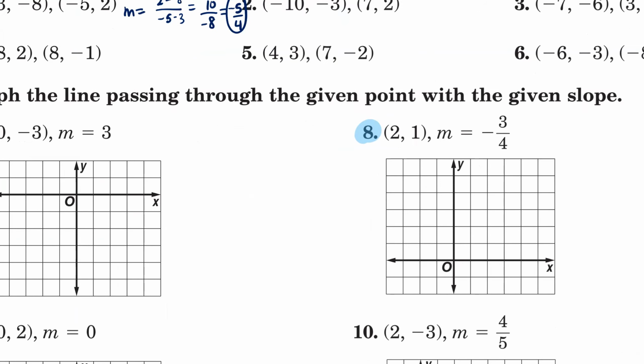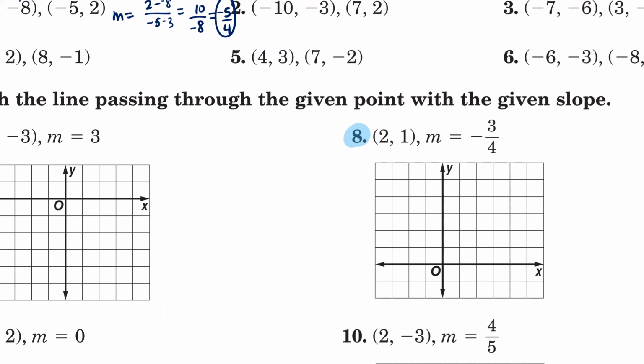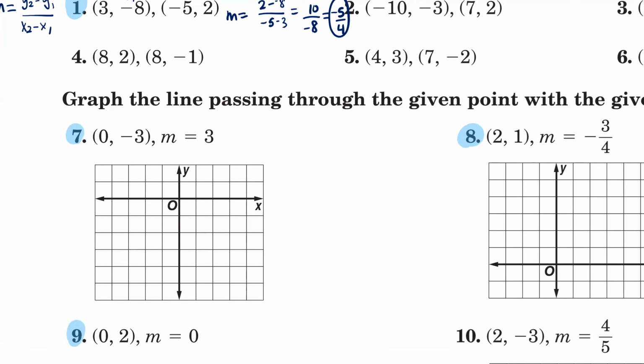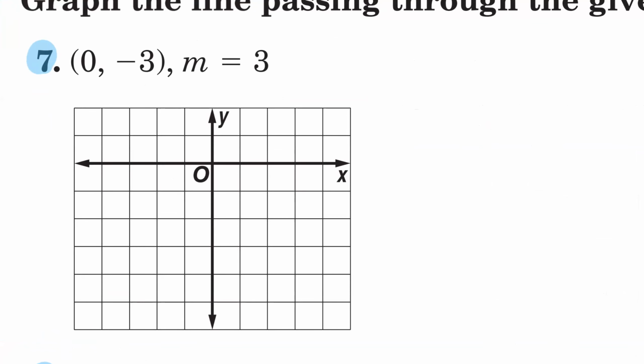Number 7 says, graph the line passing through the given point with the given slope. So at 0, negative 3 is right here. And we want a slope of 3. So we start with our y-intercept, and then you have your line. And that's all this one wanted.